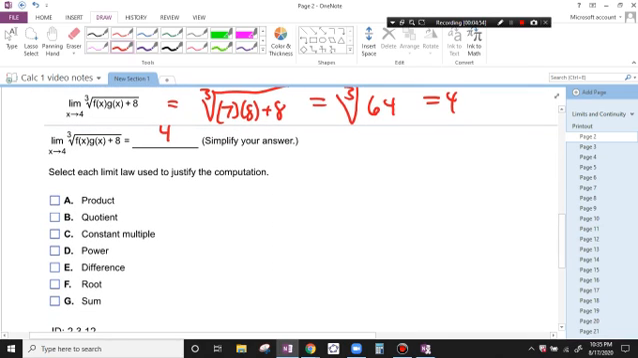What are we using there? We're using a root rule. We're multiplying, the product rule, and then we're going to add, the sum rule. Root, product, sum.